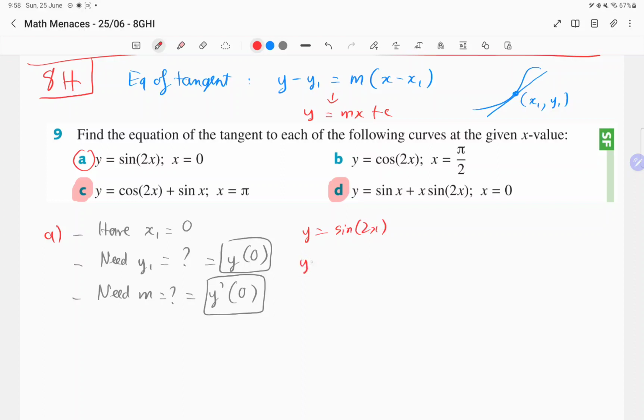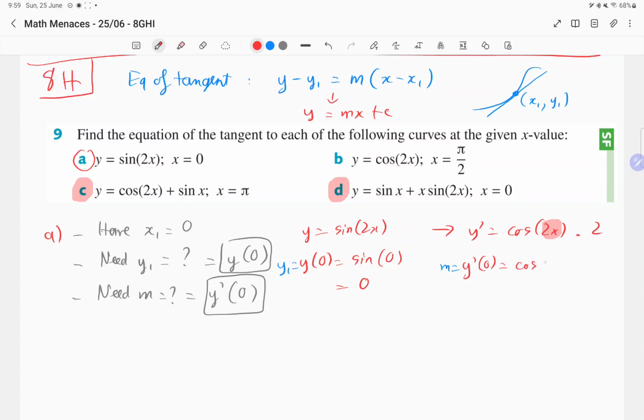First, the y coordinate: y at 0 would be sine of 2 times 0, which is sine 0, which is just 0. Then you derive that. So y dash. Sine becomes cos, right? But there's an inner function, which is 2x, so you derive that, which means you times it by 2. That's why it's 2 cos of 2x. So then y dash at the point is the m value, and this is the y1 value.